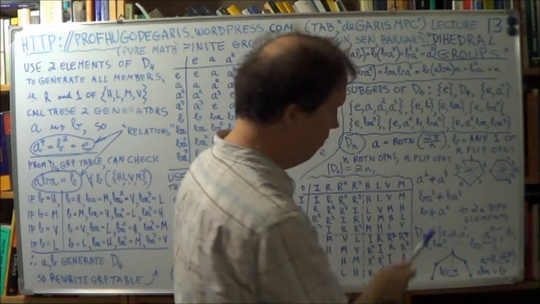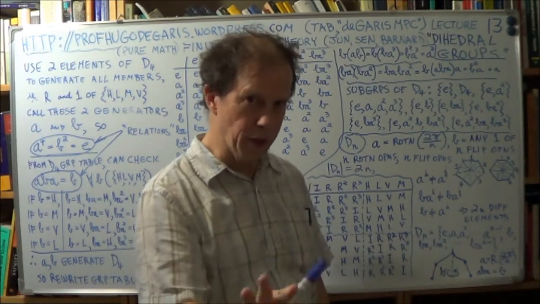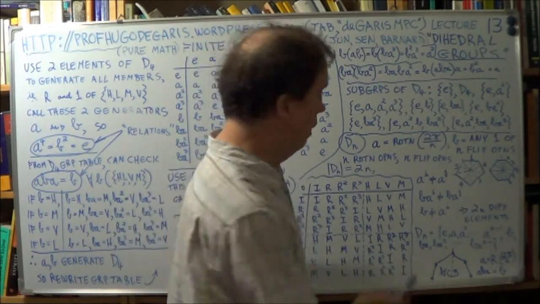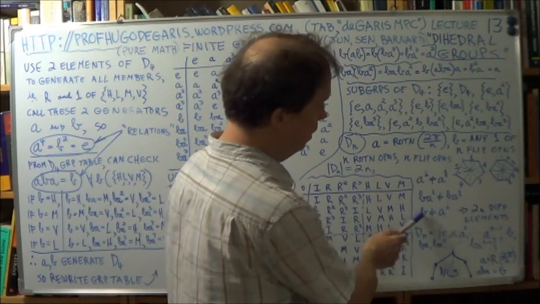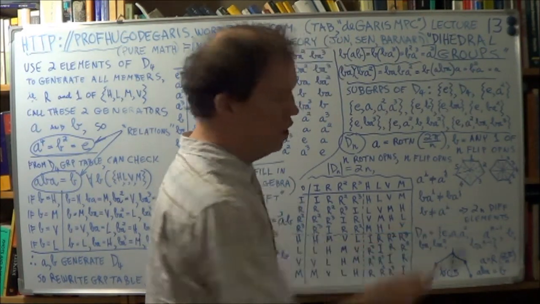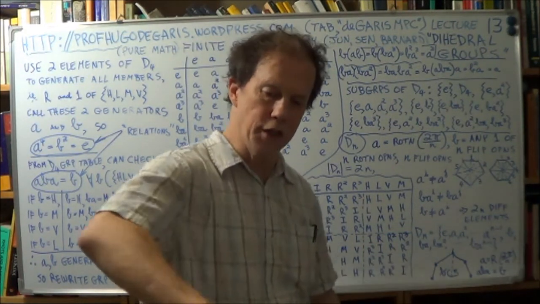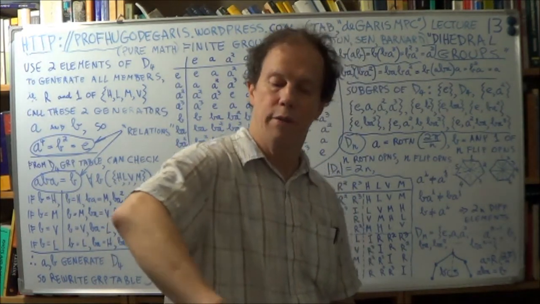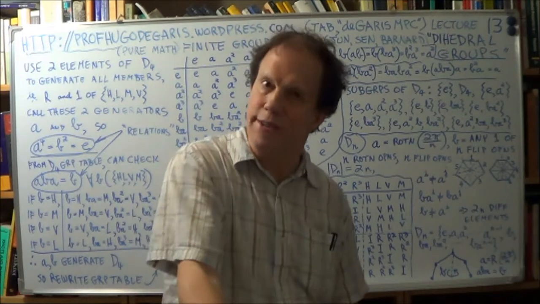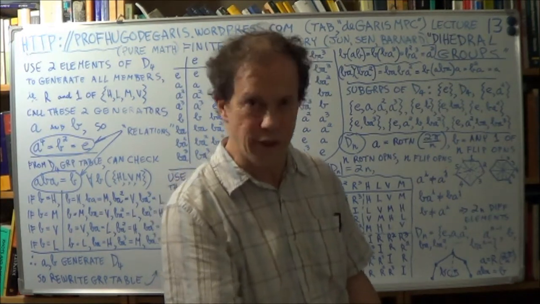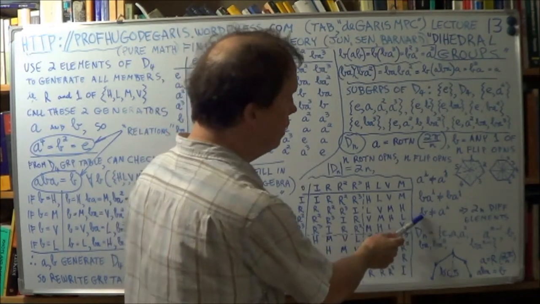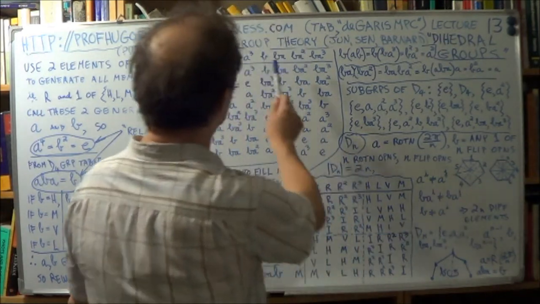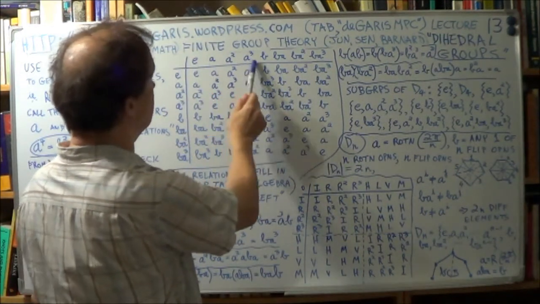Now B is a flip operation. So there's no way a flip operation can be equal to any of these rotations, right? Because the rotations, they all stay in the same plane. They stay on one side, they stay in one face, if you like. They don't flip to the other face. So there's no way B can be equal to any of them, right?